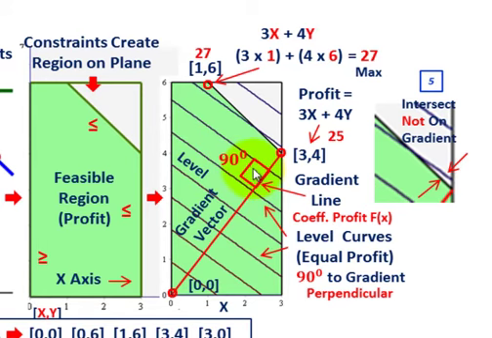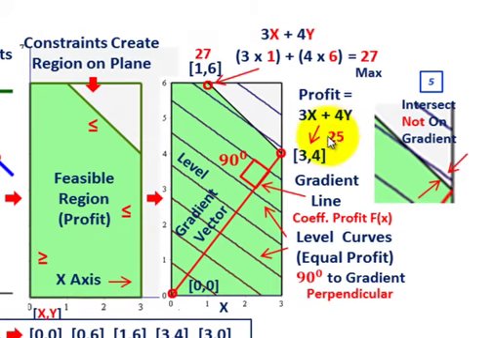And then one other thing to look at: it looks like we've got sort of a gradient line in here. But, okay, let's go back and look at these two key points. The profit at 3x, 4y, put that in your equation, we came up with 25 as the profit at that point. And then this other point was our maximum profit: 3 times x of 1, plus 4 times y of 6. That gave us 27. That was our maximum profit.